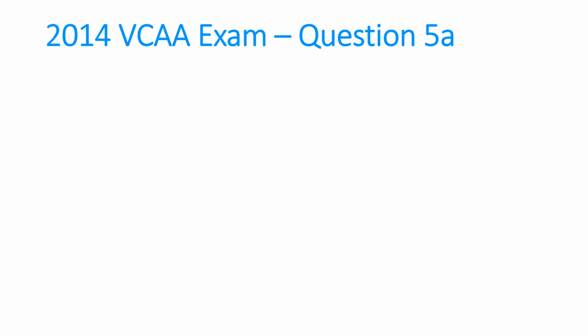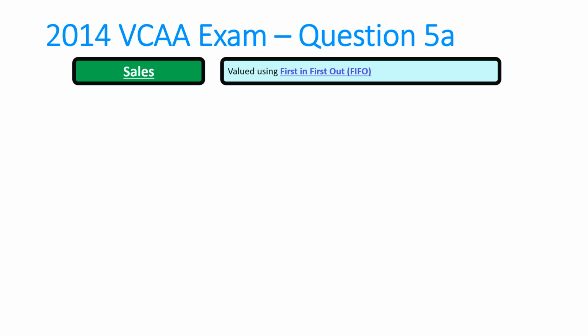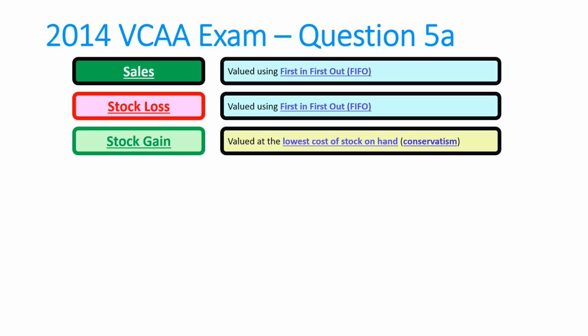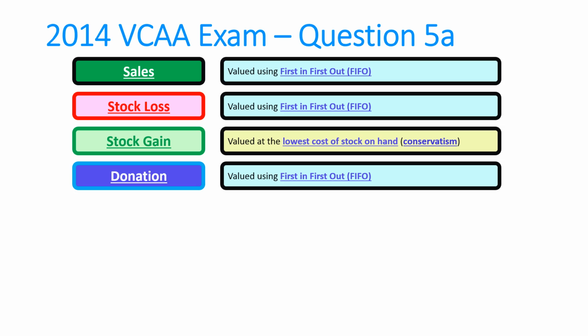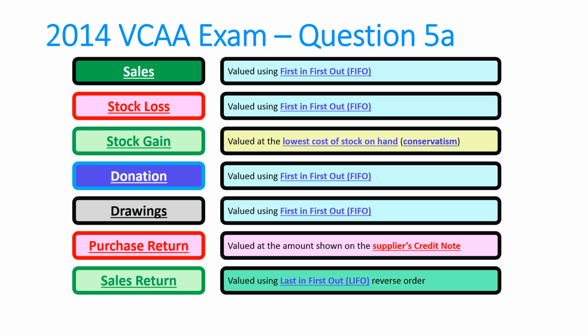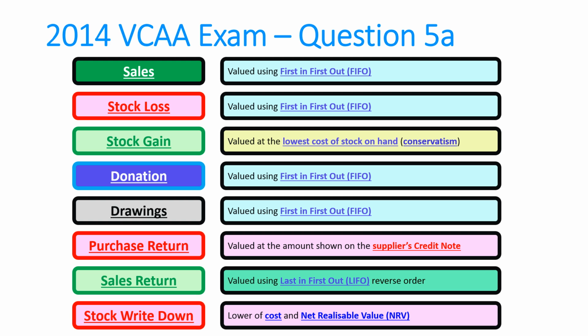The other thing you needed to remember was how do we value each type of transaction. So if it's a sale, the cost price is valued at FIFO, and stock losses are valued at FIFO. A stock gain, however, is valued at the lowest of cost on hand under the conservatism principle. Donations are done with FIFO, drawings are FIFO, purchase return is the amount shown on the supplier's credit note, and a sales return is last in, first out in reverse order, and a stock write-down will just be the lower of the cost and the net realizable value.